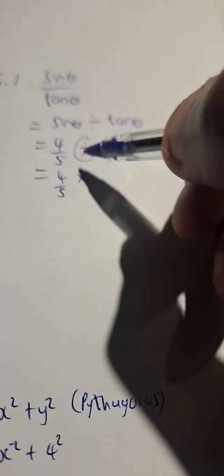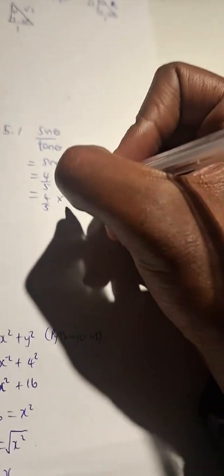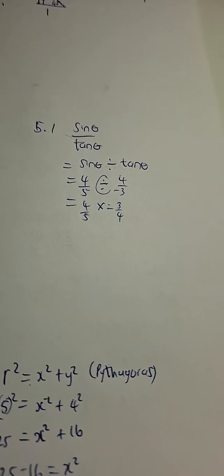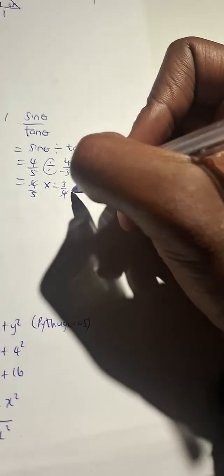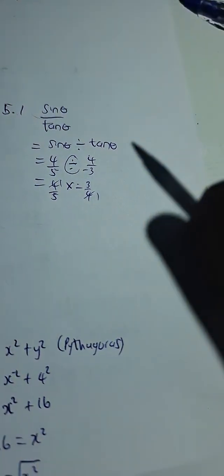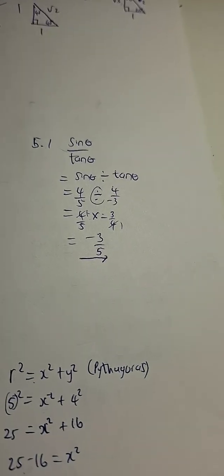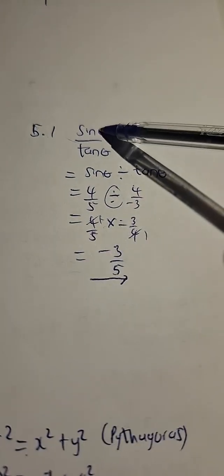Then all we do is we say 4 over 5. We change this divide sign to multiply. What happens to this fraction when you change divide to multiply? It gets inverted. It becomes negative 4 over 3. This 4 and this 4 cancel each other because they divide by each other. And then 1 times negative 3, that becomes negative 3. 5 times 1, that becomes 5. So our answer is negative 3 over 5. That is the value of sine theta over tan theta.